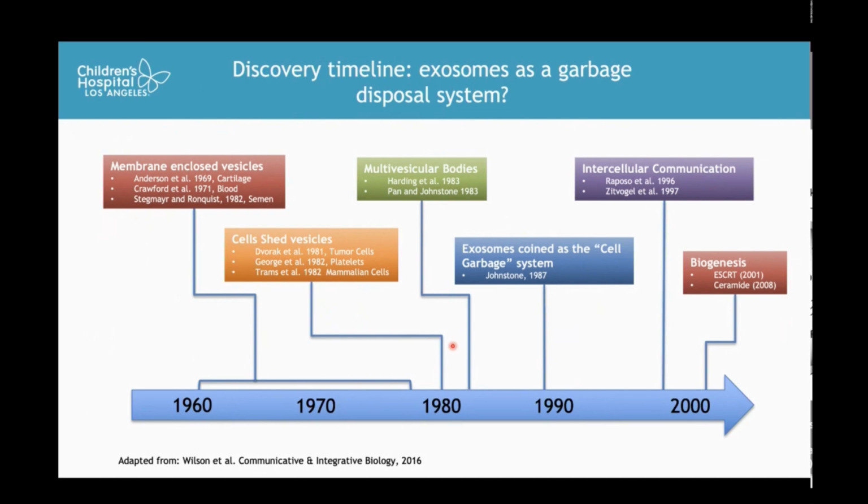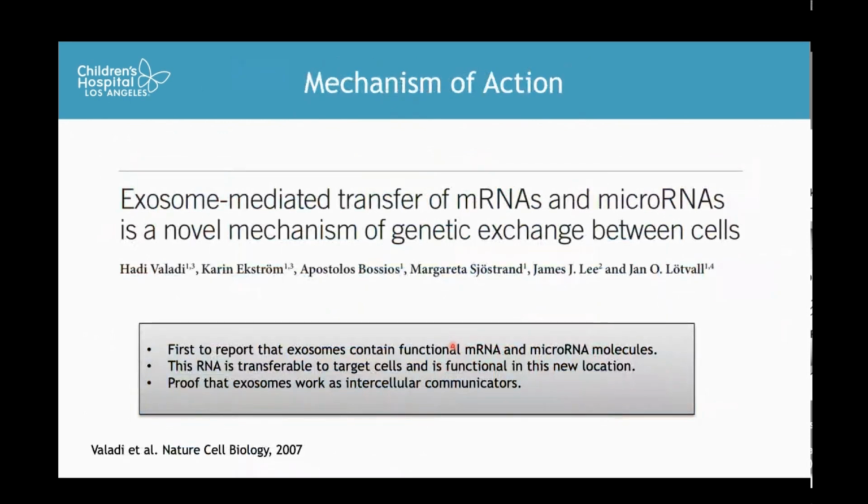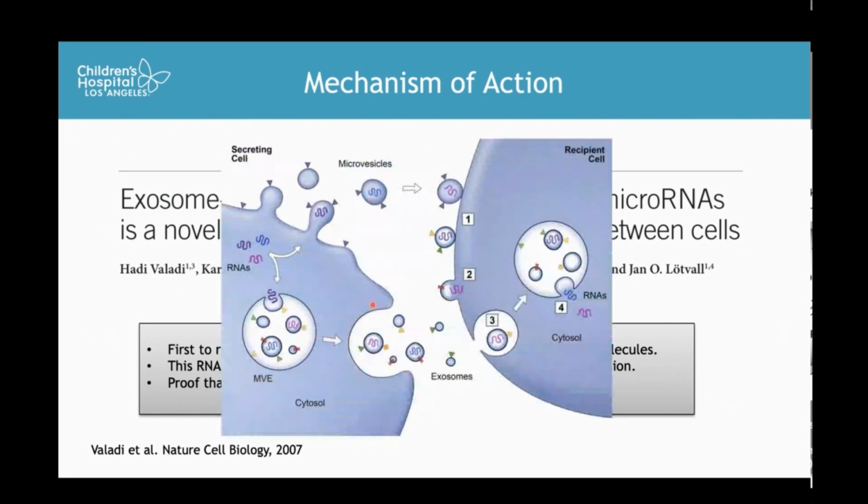It wasn't until the late 90s and early 2000s that the suspicion of a more specific role and function of EVs came up in the literature. And in 2007, this paper came out in Nature Cell Biology, which was the first to report that exosomes contain functional mRNA and microRNA molecules. And this RNA is transferred to target cells, and it is functional in this new location. So this was the first proof that exosomes work as intercellular communicators, and not only exosomes, but also microvesicles.